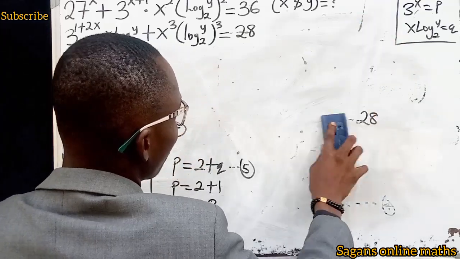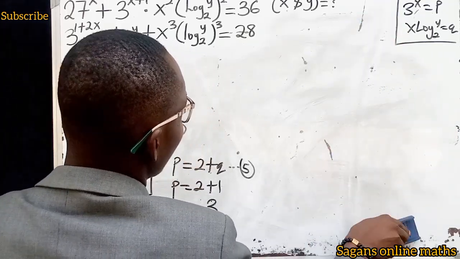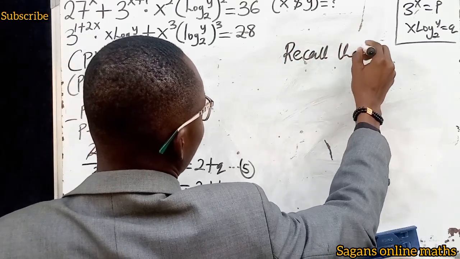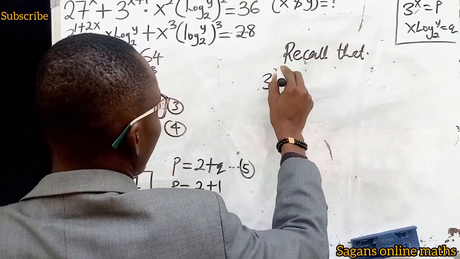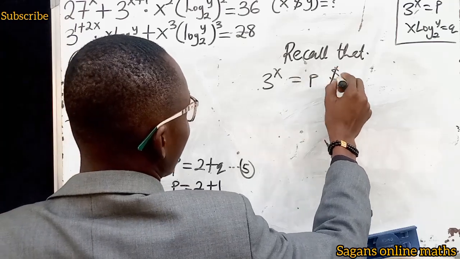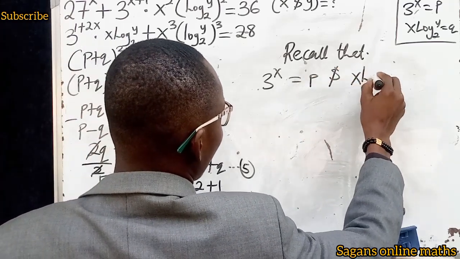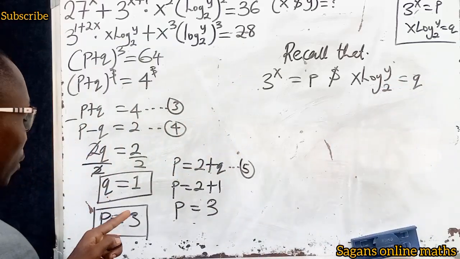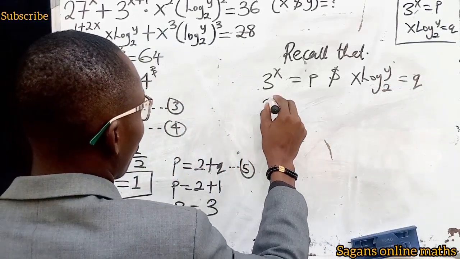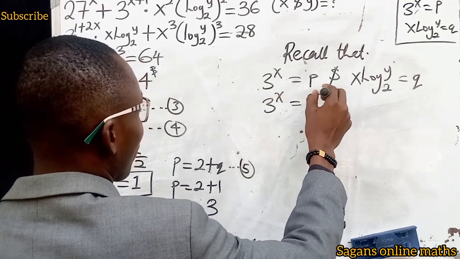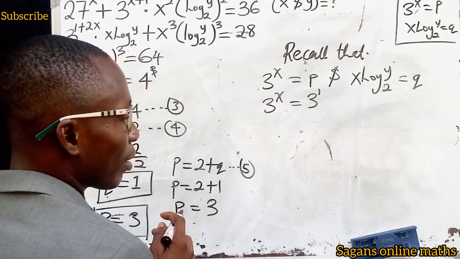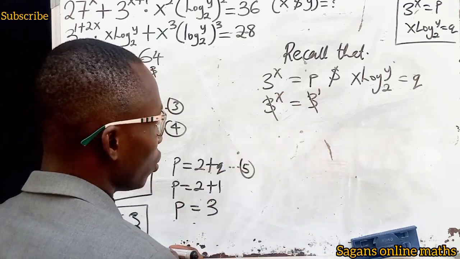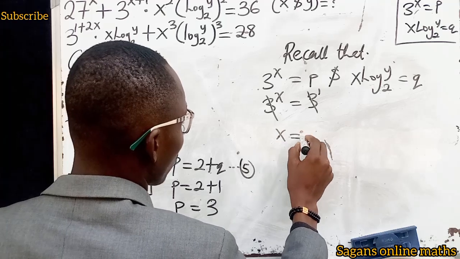Now let's recall so I can find the value of x and y. Okay, now recall that 3 to the power of x is equal to p, and x multiplied by log y base 2 is equal to q. Now our p is 3. That means 3 to the power of x is equal to 3. Remember the power here is 1, so by equating the bases, the powers are the same. That means x is equal to 1, right?